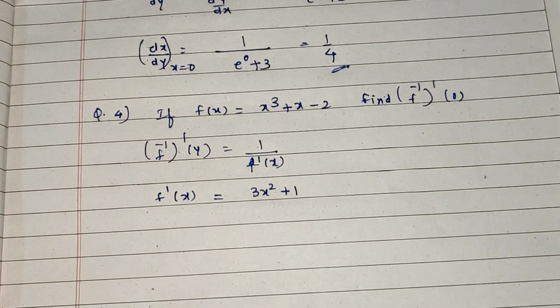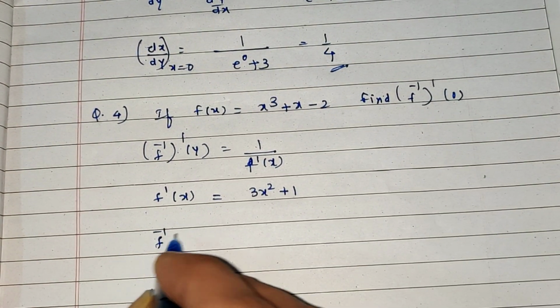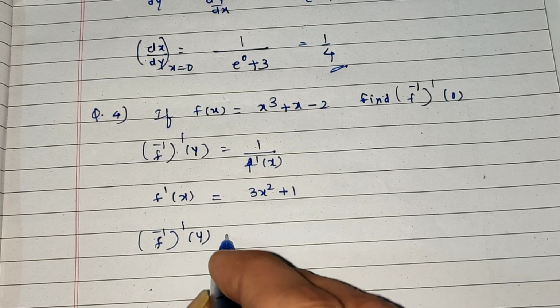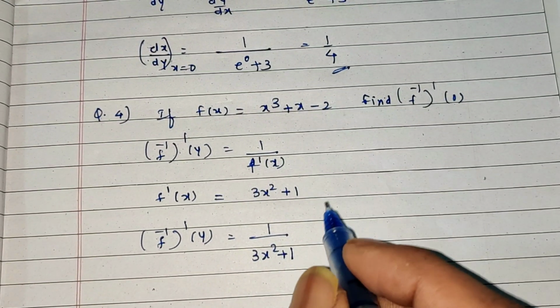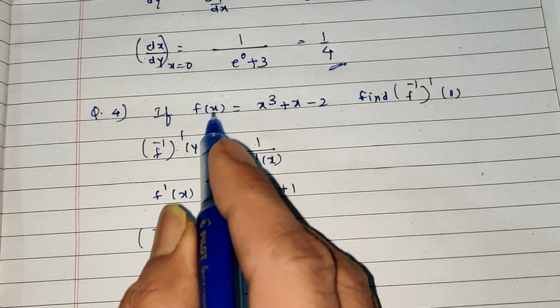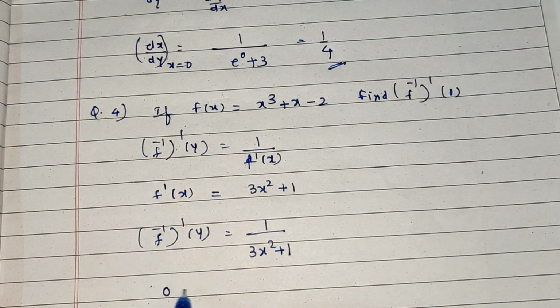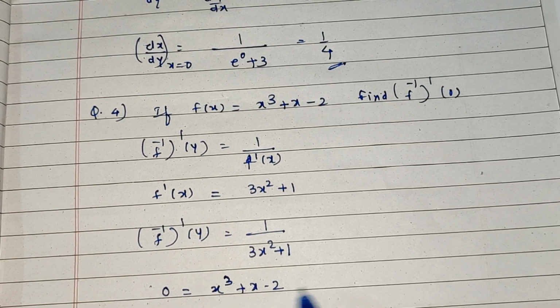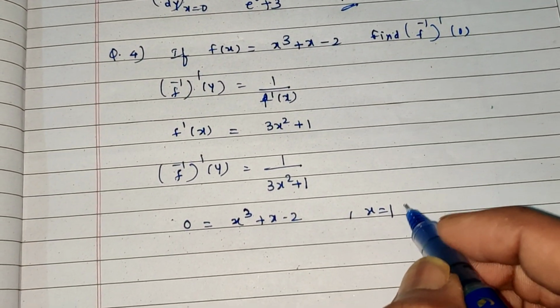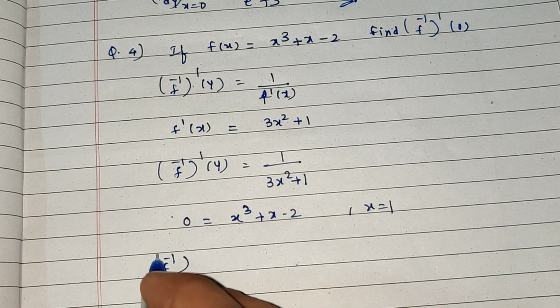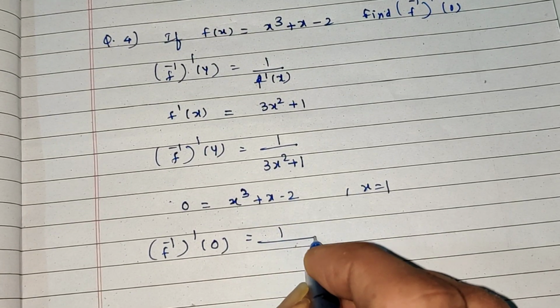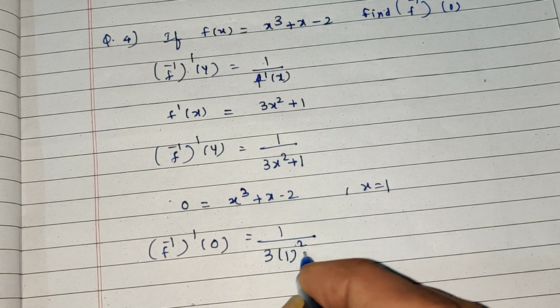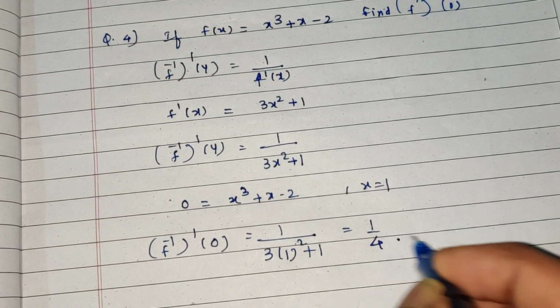Then f inverse dash of y is equal to 1 upon f dash of x, that is 1 upon 3x square plus 1. But here at 0 we find, that is y is equal to 0. So when y is equal to 0, 0 will be x cube plus x minus 2. So the possible value of x is 1. Therefore f inverse dash of 0, that is y is 0, then x is 1. So 1 upon 3 times 1 square plus 1, which is 1 by 4, is the required answer.